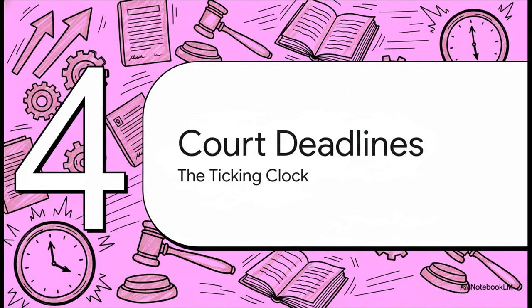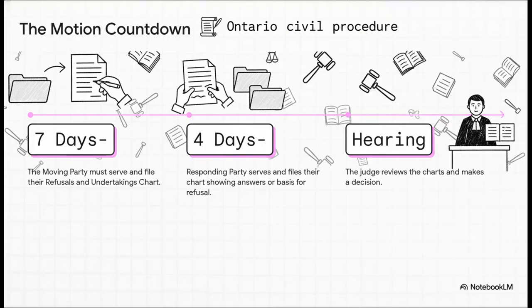Okay, let's keep moving, because just using the right form is only half the battle. The rules also put everyone on a very strict, very fast-paced timeline. The clock is ticking. This whole timeline is laid out right there in Rule 37.10. So, as the one bringing the motion, you have to serve and file your chart at least 7 days before the hearing. Then the other side gets until 4 days before the hearing to fill in their part of the chart and file it. This system is designed so that when the judge walks into that courtroom, they've got both sides of the story neatly organized and they're ready to make a call.